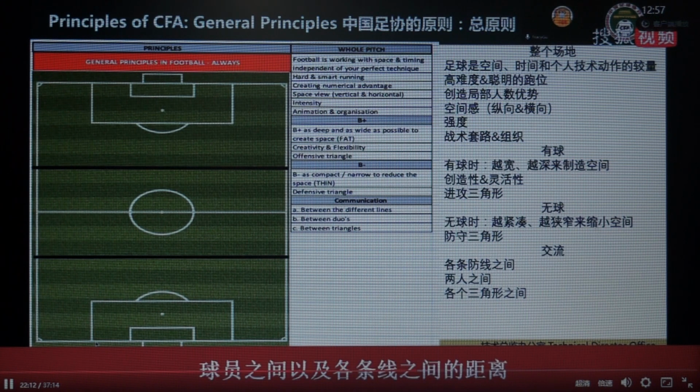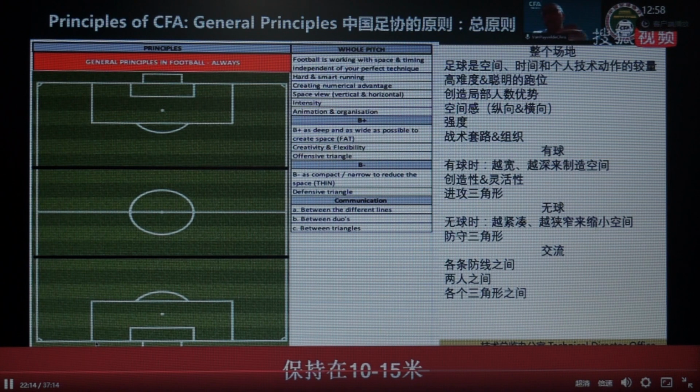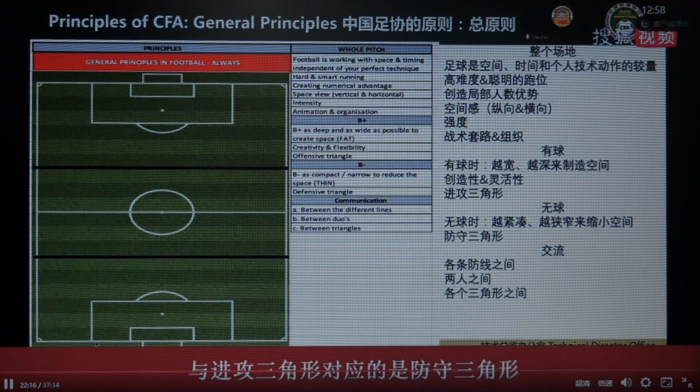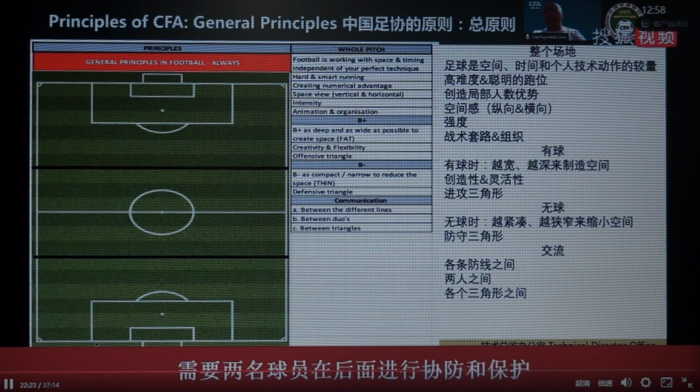Maximum around 12 meters, from 10 to 15 meters between each other. And by turning the offensive triangle into a defensive one, with 2 supporting players who can cover each other, you go automatically to the defensive triangle.